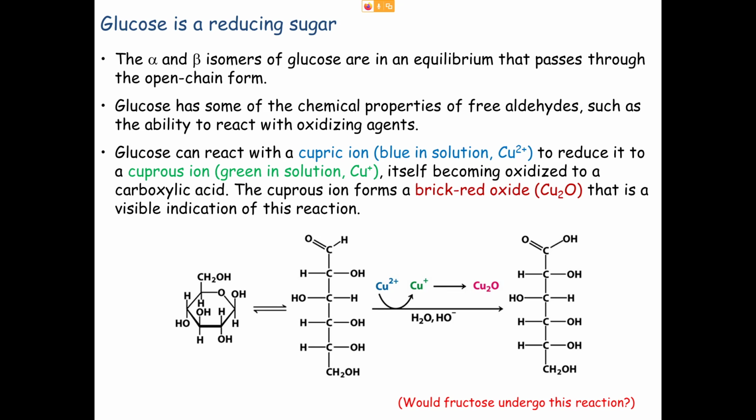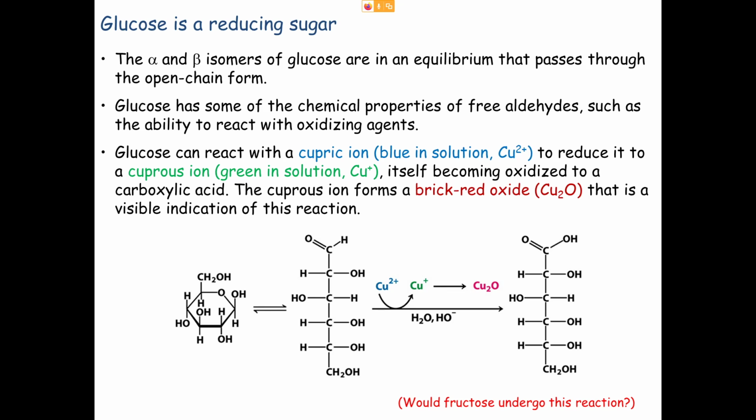So we see a nice blue cupric ion in solution. We never truly see the green cuprous ion because it reacts with the water right away, and it turns brick red. So if you take this copper solution in blue and you add a sugar solution to it, you're asking, is it a reducing sugar? If it turns brick red, then yes, that was a reducing sugar. It was most likely an aldehyde.